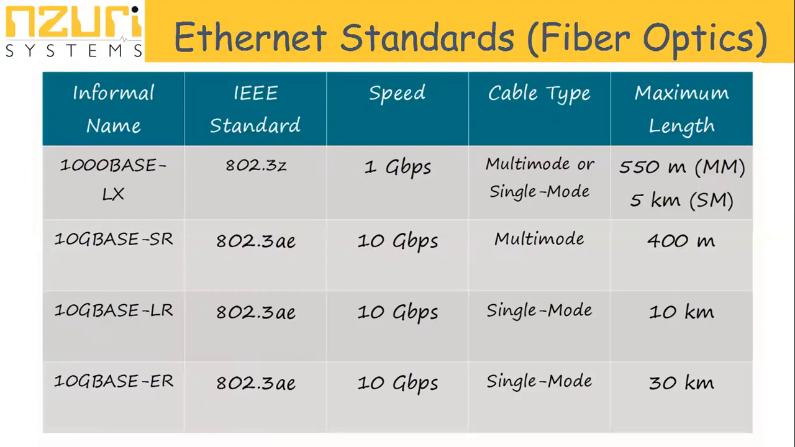Then we have the 802.3AE, which is the LR. It can go 10 gigabits. It's single mode for about 10 kilometers. And then we have the ER, which is also single mode and goes 30 kilometers. So these are the fiber optic standards we have. There are a ton of other standards out there, but these are the common ones that most network engineers are likely going to be concerned with.